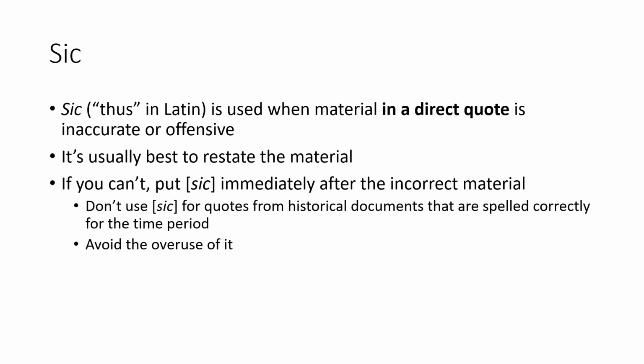So avoid overusing it. Don't use sic to try to embarrass the original author. As in, look at how foolish this person is. I'm so much smarter. That's why I'm putting sic 20 times in this quote. Don't do that. If the author sometimes will use language that may not have been considered offensive in his or her own time, but is considered offensive now or potentially offensive, it's usually best to just restate the material, to paraphrase it, unless there's a good reason for including it.